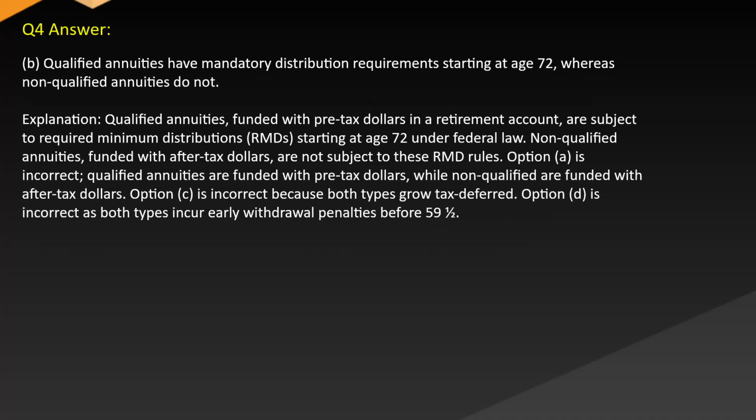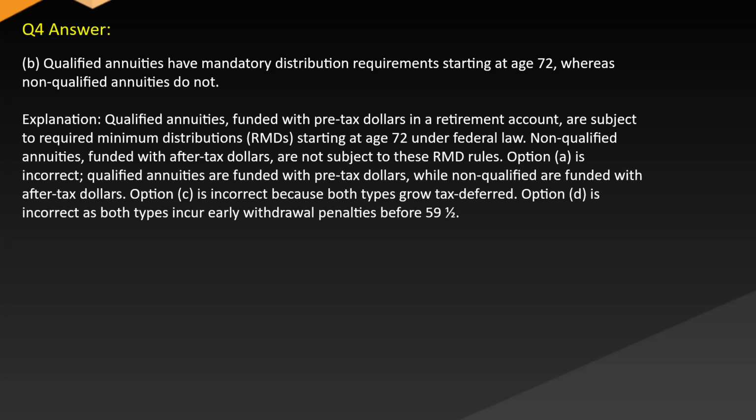Answer B. Qualified annuities have mandatory distribution requirements starting at age 72, whereas non-qualified annuities do not. Explanation. Qualified annuities, funded with pre-tax dollars in a retirement account, are subject to required minimum distributions, RMDs, starting at age 72 under federal law. Non-qualified annuities, funded with after-tax dollars, are not subject to these RMD rules.